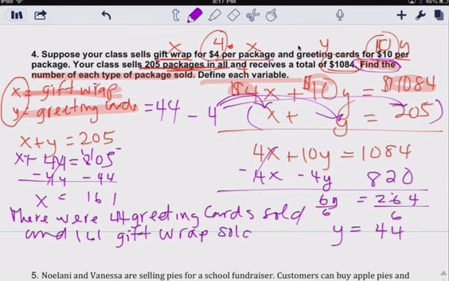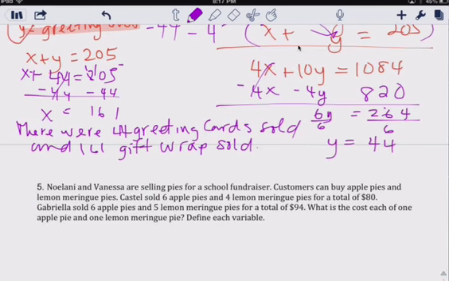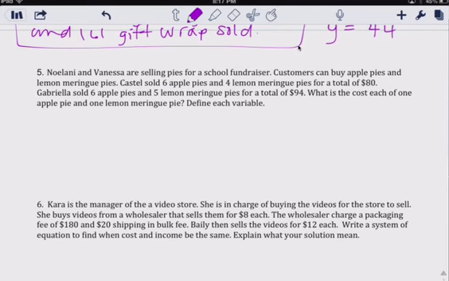Okay, so you need to write your answer in a complete sentence. Like that. Nolani and Vanessa are selling pies for a school fundraiser. Customers can buy apple pies and lemon meringue pies.